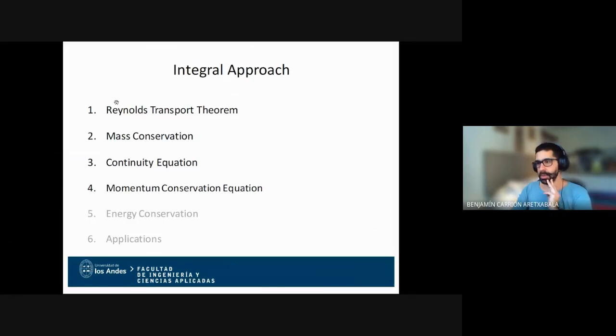So today we're going to see the Reynolds transport theorem, and I'm going to try to cover mass and continuity and momentum equations and see a couple of examples. So you have these slides, you have the book. So I'm going to try to focus a bit on the math, showing how to get to these results.